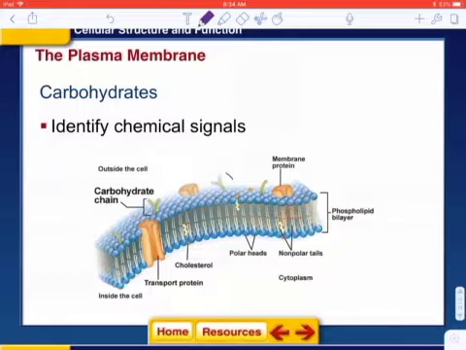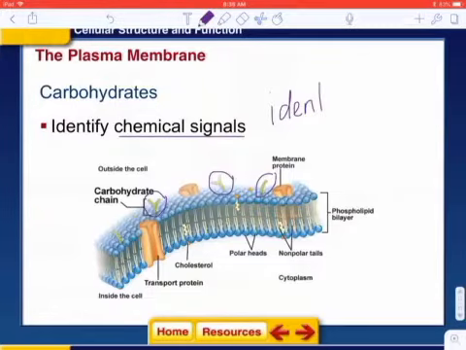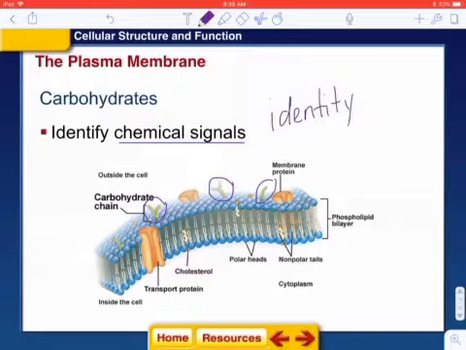Carbohydrate chains are those sugar chains. So these are chains of those carbon ring structures that we talked about last unit, right? And their big job is to help us to identify chemical signals between cells. The big role here is identifying what type of cell you're looking at. So we call it cell identity.